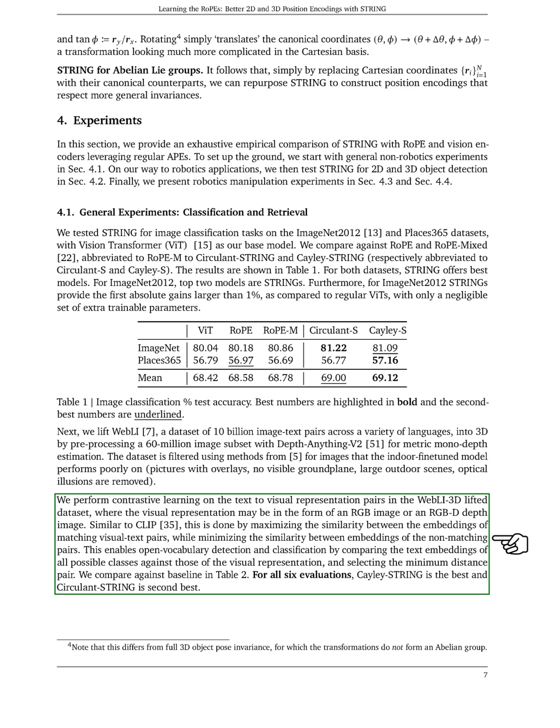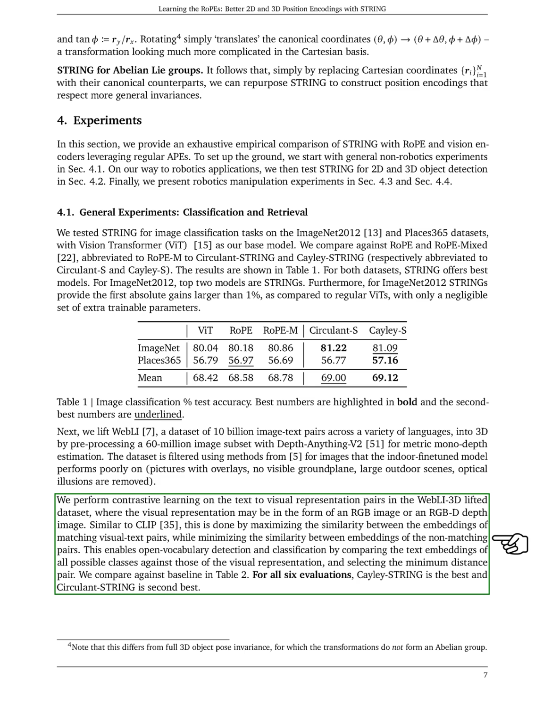We then applied contrastive learning to the text and visual representation pairs in the WebLI 3D dataset, aiming to maximize the similarity between matching pairs while minimizing it for non-matching pairs. This approach allows for open vocabulary detection and classification by comparing text embeddings of all potential classes with those of the visual representation and selecting the closest match. Our comparisons against the baseline are shown in another table, where Cayley-STRING emerges as the best performer, followed by circulant-STRING.